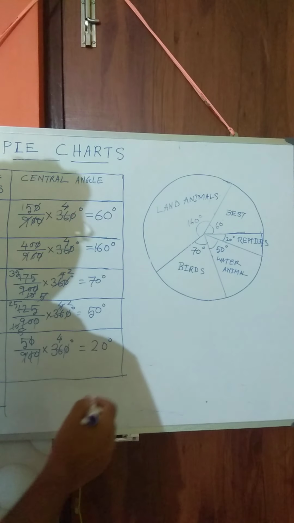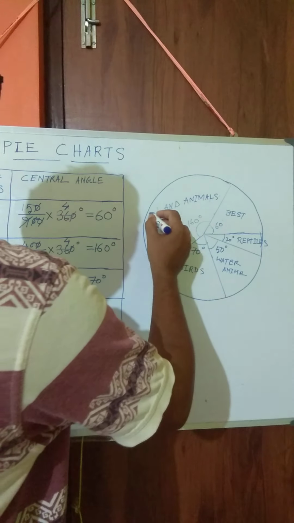So this is completed. Now you put different shading here. You may use different kinds of shading of your choice. So it is completed. This is the pie chart.